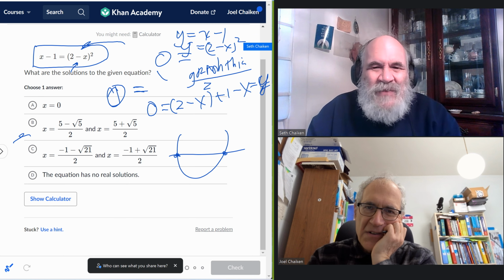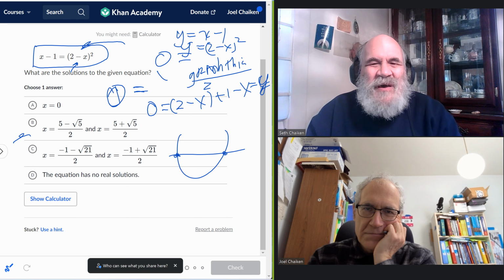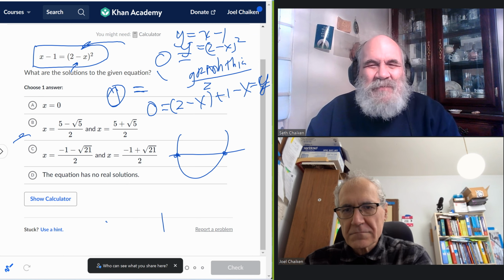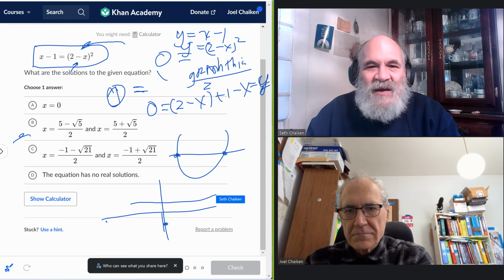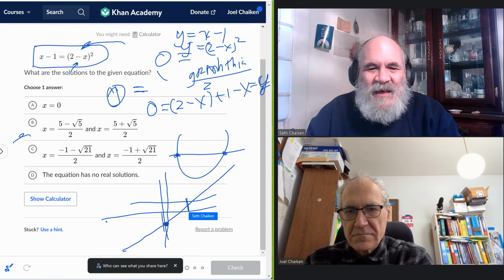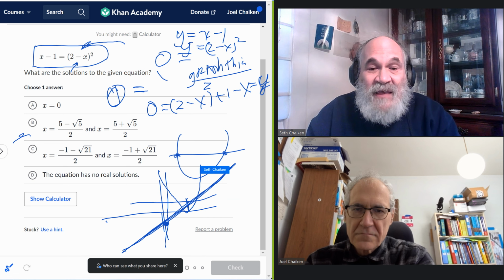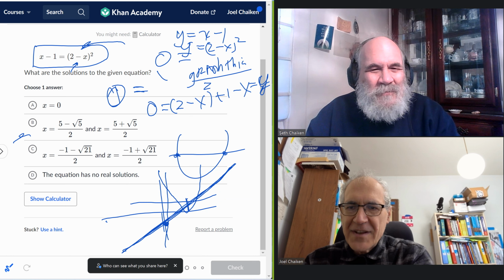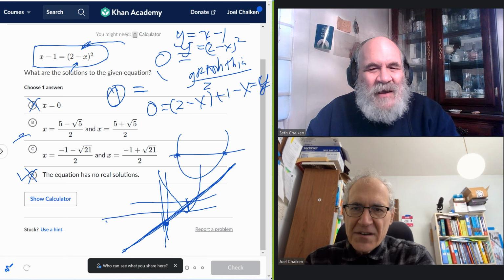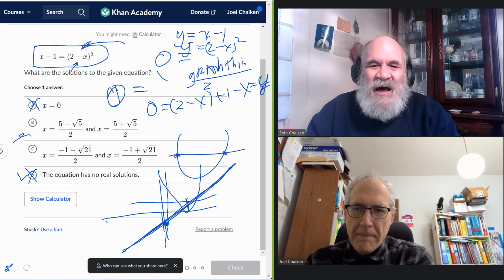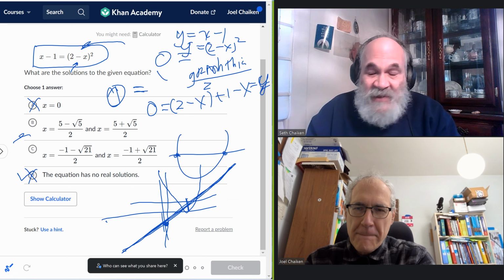And see, if one, what's going to happen is 2 minus x squared is going to be a parabola. 2 minus x squared at x equals 2 is going to be a parabola tangent to that, and x minus 1 is going to be that one, and you see if they cross. So that means you can reject this one and this one. They do cross.